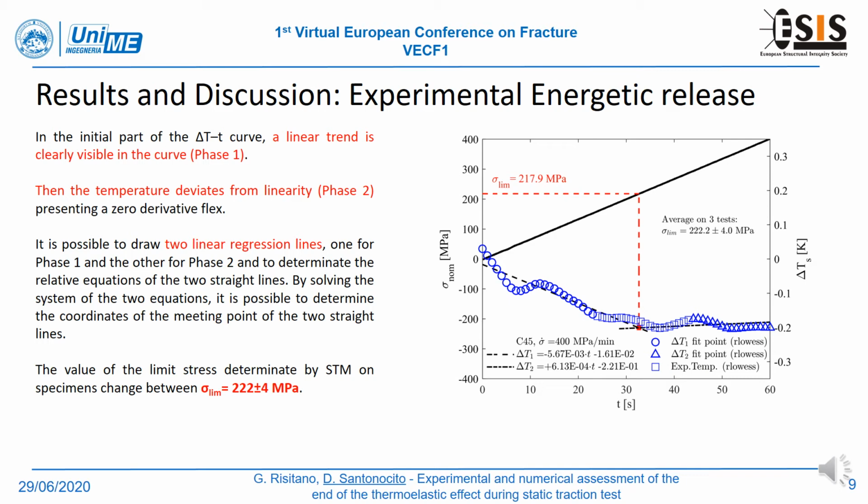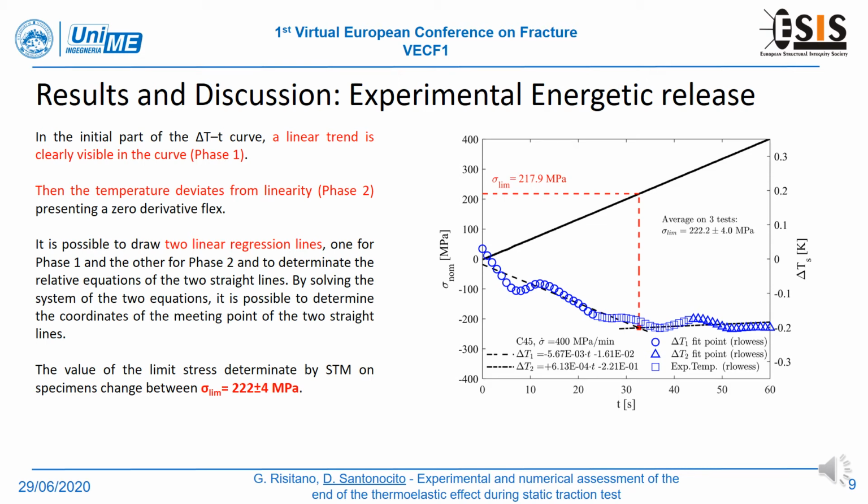In the initial part of the temperature-time curve, it is possible to clearly distinguish the linear trend of the temperature. Then it deviates from the linearity, reaching a plateau region. Suddenly, it experiences a rapid increment. It is possible to draw two linear regression lines, the former for the first linear phase, delta T1 fit point series, and the latter for the second phase, delta T2 fit point series.